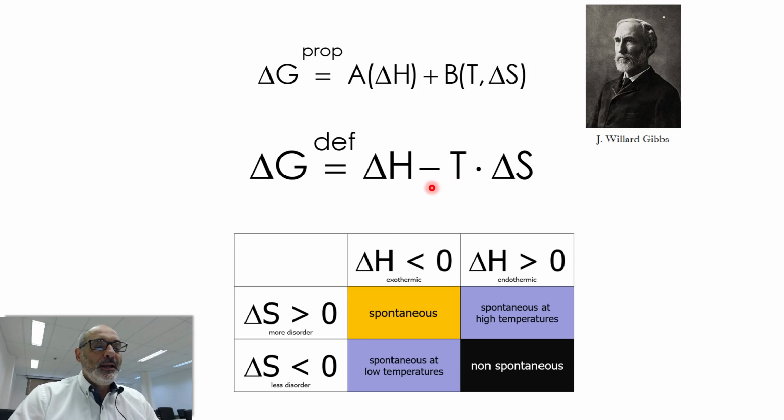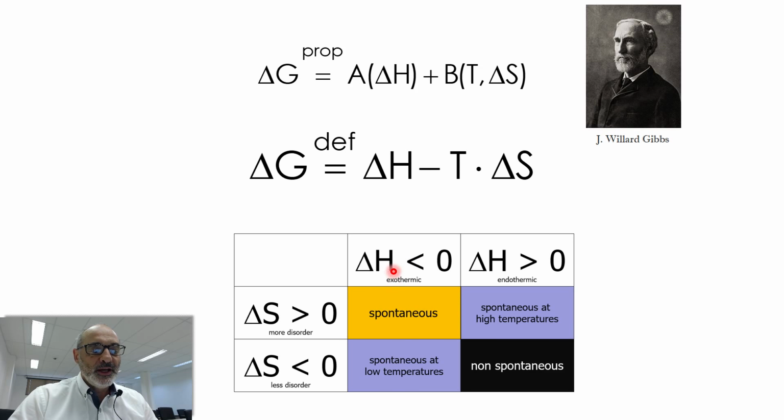Let's see if this definition satisfies our spontaneity table. I'm trying to induce the definition for you. I could have simply announced delta G is equal to this, but no, I'm trying to induce the definition for you. So let's see if this definition satisfies our spontaneity table, starting with delta H negative, and see if we are okay in this region here.